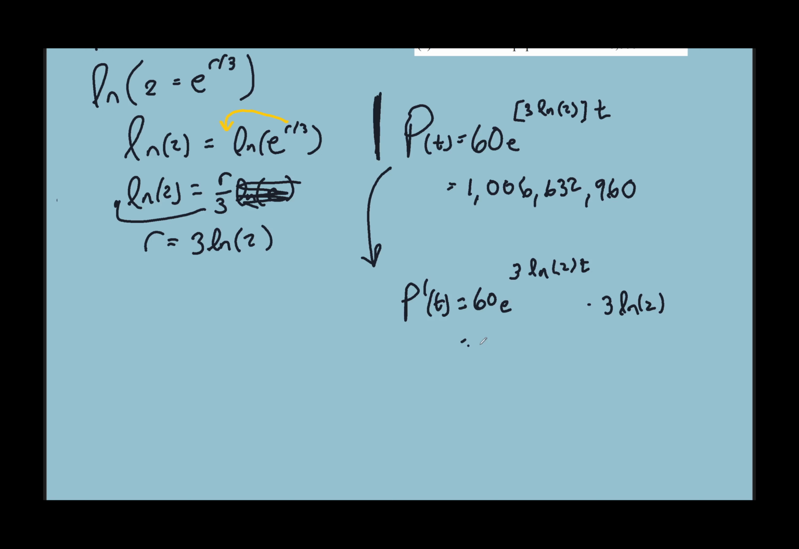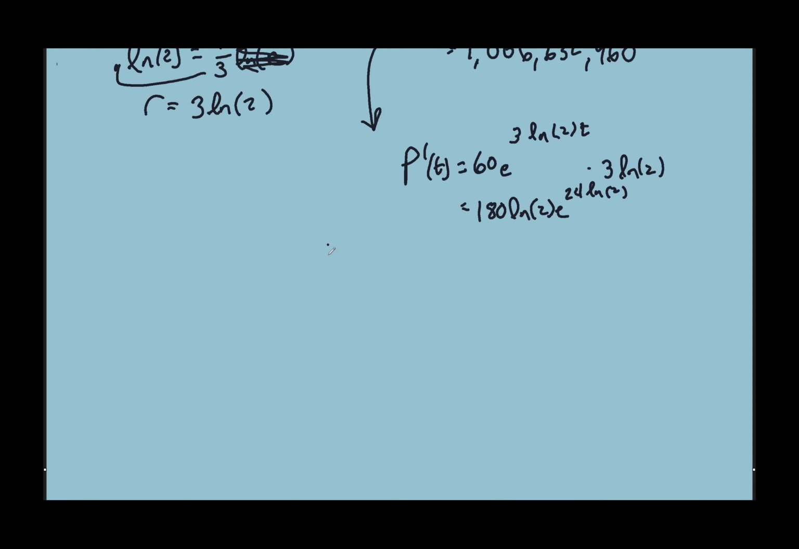So 3 times 60, so we're going to get 180 ln of 2 e to the 3 ln of 2 times 8. So maybe we'll back that up and we'll call it e to the 24 ln of 2. And when I put that into the calculator, I get about 2.1 billion. That's crazy. 2.1 billion is the rate of growth at the point where there are a billion bacteria. So you can see at that point, every 20 minutes, you're going to get a lot more bacteria. That's just how it works.